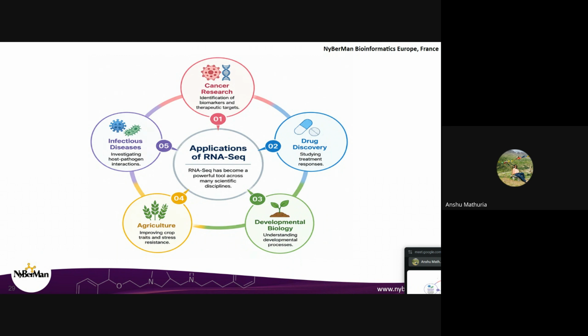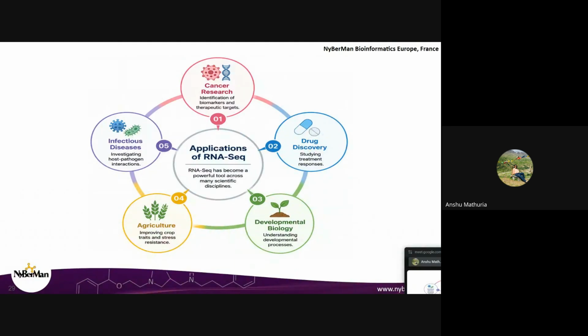So in cancer, it is very widely used. Then it is used in drug discovery, as I told, in precision medicine and all of that. It is very widely used in developmental biology as well, to understand the developmental processes, the stress related things, and all of that. Agriculture, to improve the stress traits and resistance. And infectious diseases, to understand host and pathogen interactions. Like if we take a bacteria, we get the RNA sequencing of the bacteria. So we see certain genes are normal. But when we get a particular E.